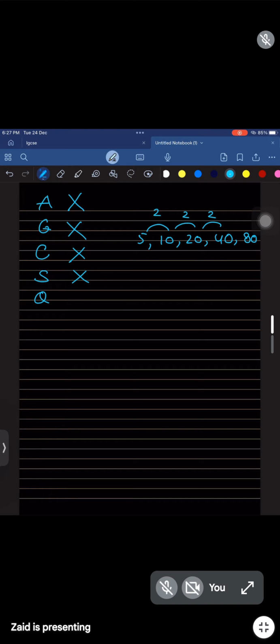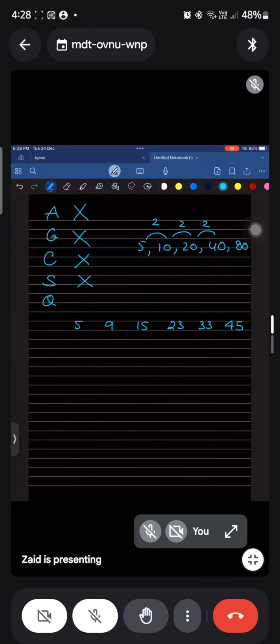So an example for a quadratic sequence can be 5, 9, 15, 23, 33, and 45. So my dear students, this is not an arithmetic sequence, because the gap is not the same. Neither is it a geometric sequence, nor a cubic sequence, nor a square sequence. So we have to check for the other type of sequence, that's the quadratic sequence. How do we check for a quadratic sequence?